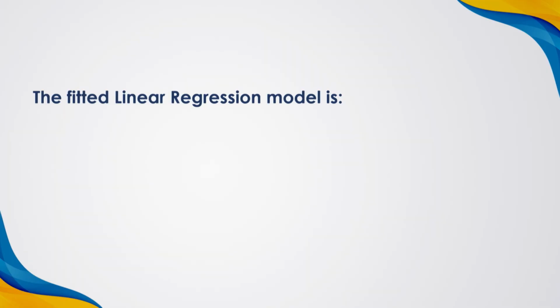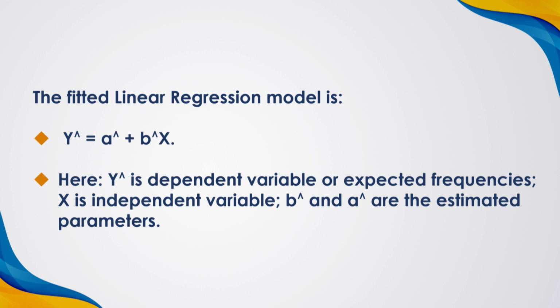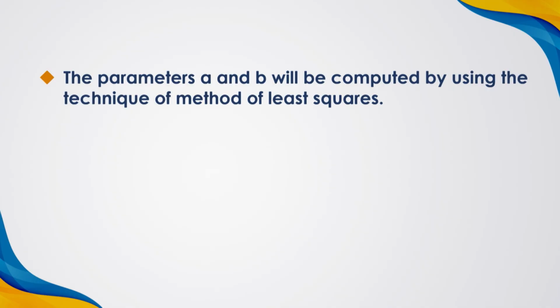Now the fitted form of a linear regression model will be y cap equal to a cap plus b cap into x, whereas a cap and b cap will be estimated through the method of least squares. You can understand here y cap acts as a dependent variable again, but you can call it expected frequencies. Earlier y, the dependent variable, can be called observed frequencies, whereas now it is called expected frequencies. Your a cap and b cap can be called estimated parameters. Earlier a and b were called parameters, now they are called estimated parameters. These parameters can be computed by the method of least squares.